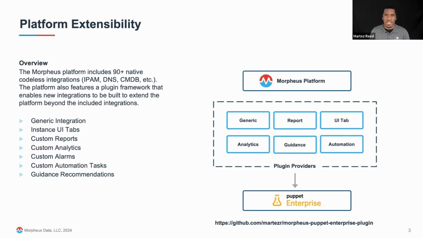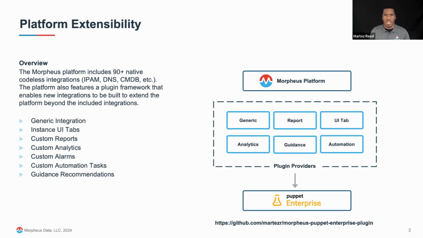We've had a number of tech briefs that have covered various aspects or facets of the plugin framework, such as the ability to create instance UI tabs, custom reports, and a handful of others. So the focus for today's session is to bring all of those pieces together, leveraging the Morpheus plugin architecture. The platform does include 90 plus integrations out of the box. So how can we create our own custom integration that provides a robust capability?